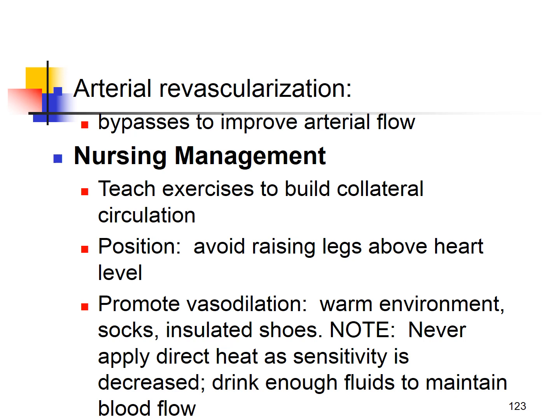Next slide. So arterial revascularization, again, to try to bypass to improve the arterial blood flow. Nursing management: you're going to teach them exercise to build the collateral circulation. Position them to avoid crossing or raising the legs above the heart. Try to promote vasodilation, so a warm environment, socks, insulated shoes, and never apply direct heat because their sensitivity is less. Encourage the patient to drink plenty of fluids to help maintain the blood flow.